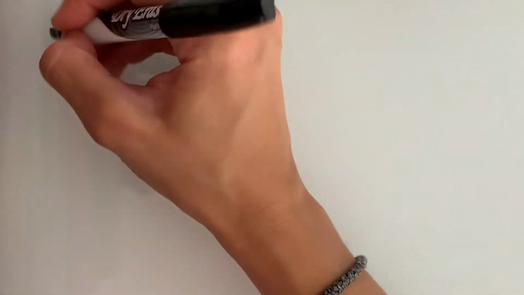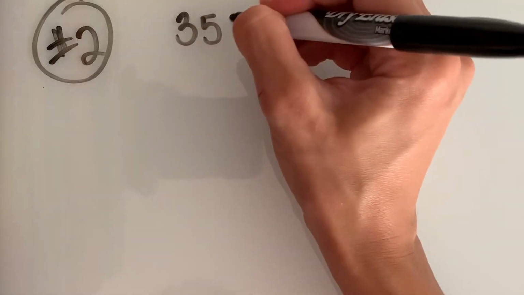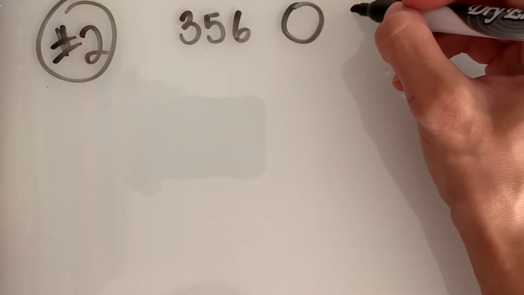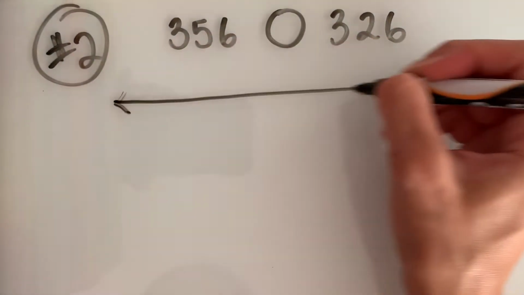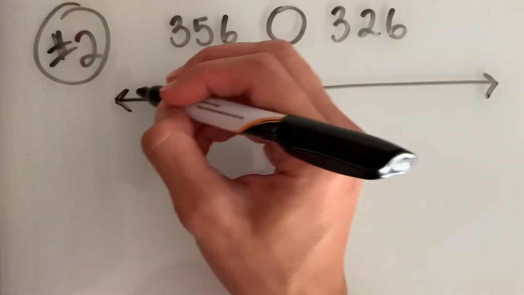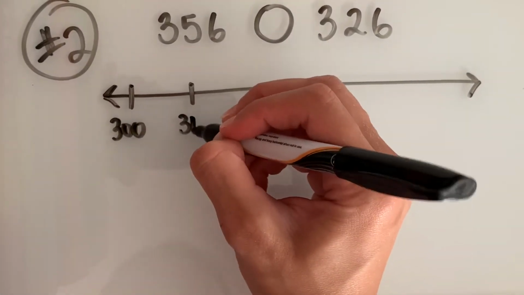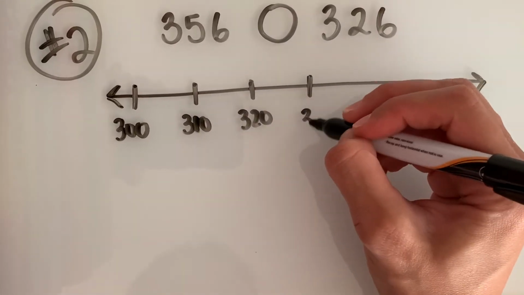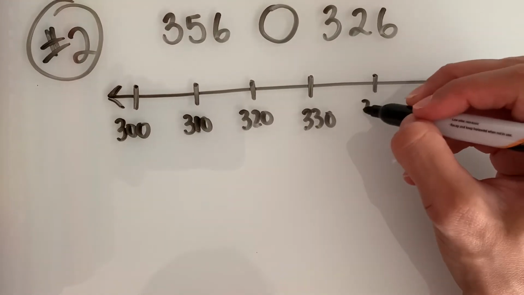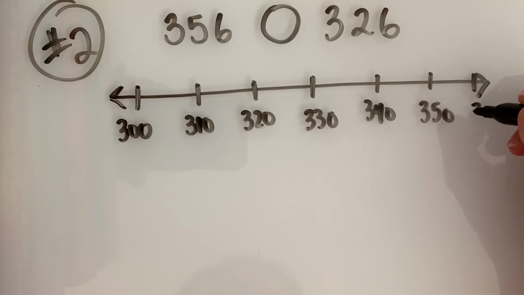Let's look at another example. Number 2. We have 356 and we have 326. For this example, we're going to use a number line to help us solve the problem. We're going to start with the number 300 and then we're going to go by 10 intervals. So we have 310, 320, 330, 340, 350, and finally 360.